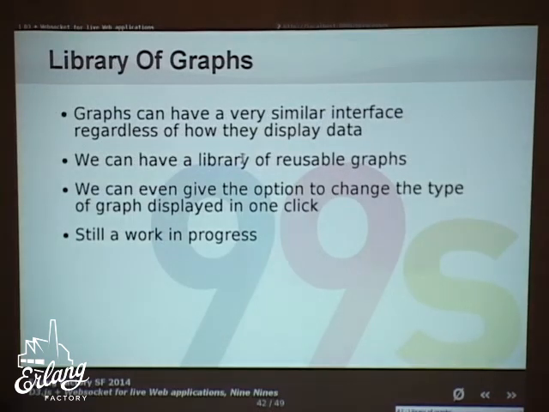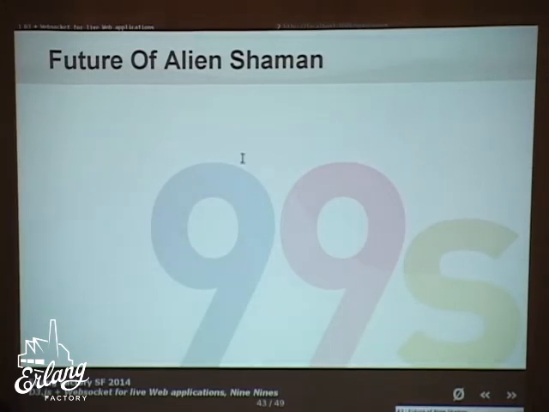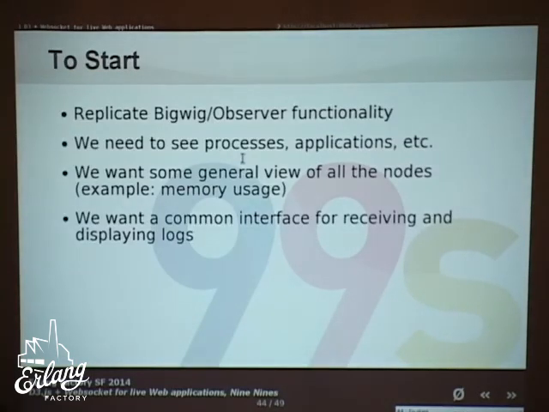So that's already covered. Now, I have the very basics of the system. I have done everything I could to avoid the boring work. So now I need to do the actual work. And what we want to have is, of course, to start with replicating the functionality of Bigwig, because this is pretty much what allowed me to sell it to Rakuten. And of course, what Observer is doing. So we want to be able to do that, except distributed.